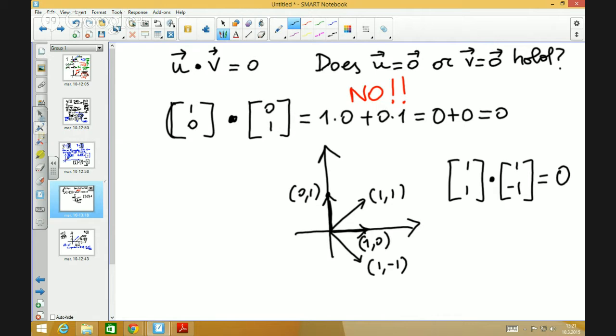Well, let's look at this angle. That's 90 degrees. Let's look at this angle. That's also 90 degrees.